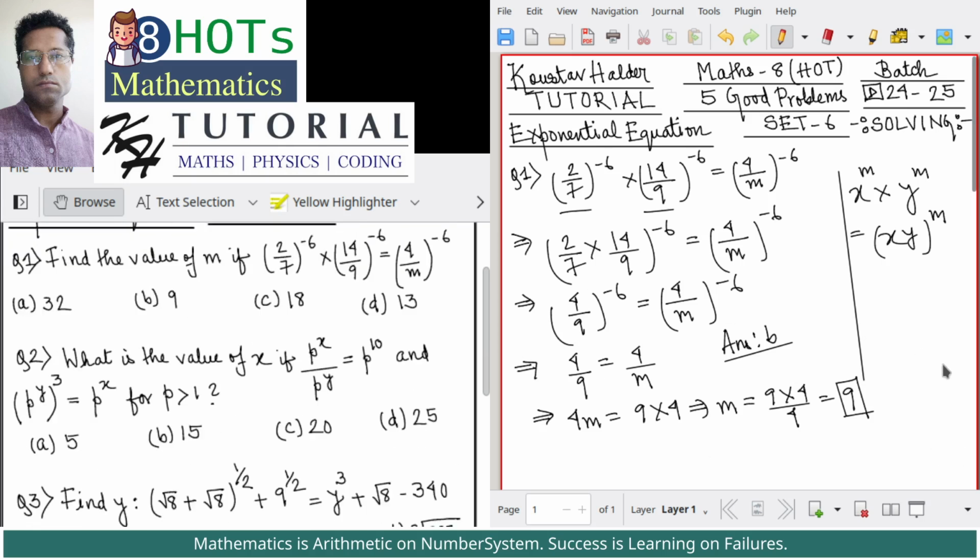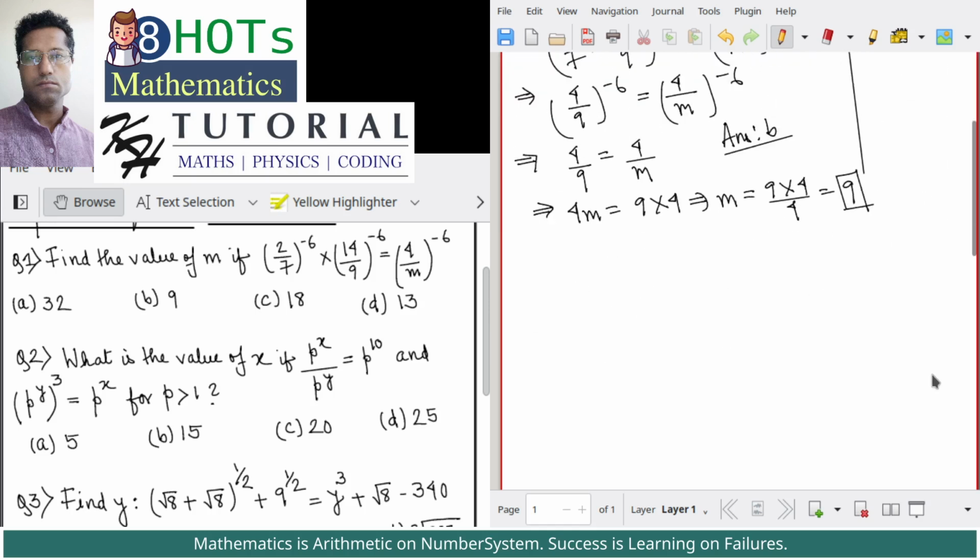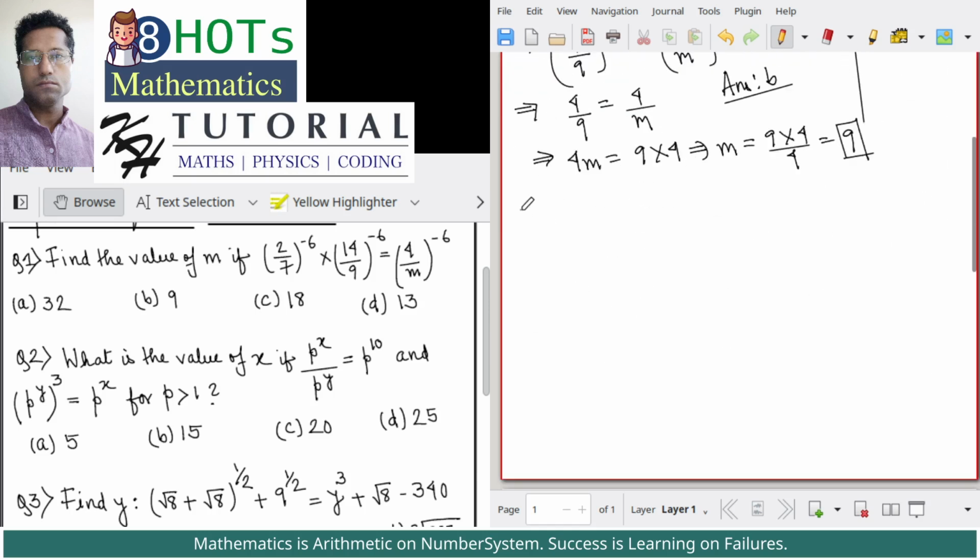Okay, let's do problem number 2. Question number 2. What is the value of x if p to the power x divided by p to the power y is equal to p to the power 10? And we have to find the value of x.